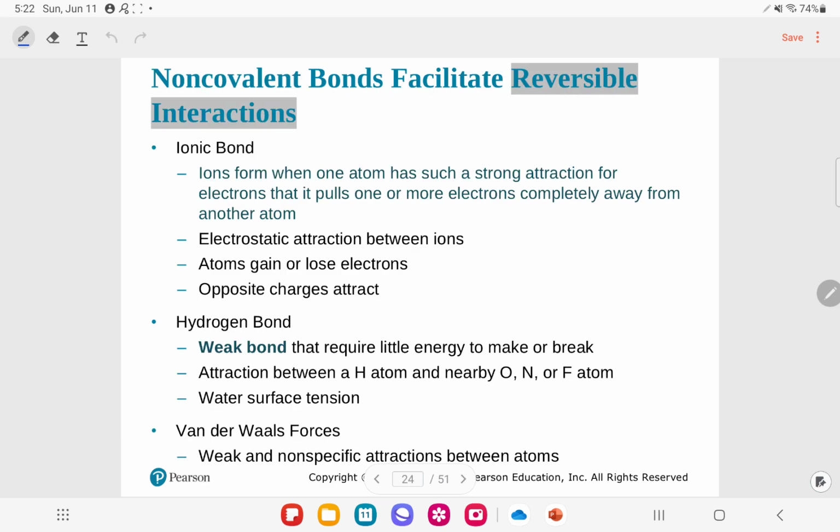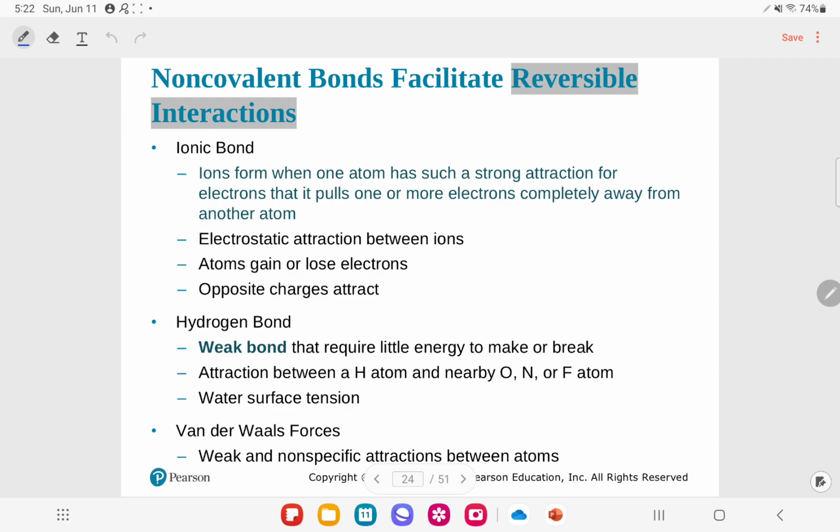So non-covalent bonds can facilitate reversible interactions. And so ionic bonds are when ions form, when one atom has such a strong attraction for electrons that it pulls one or more electrons completely away from another atom.